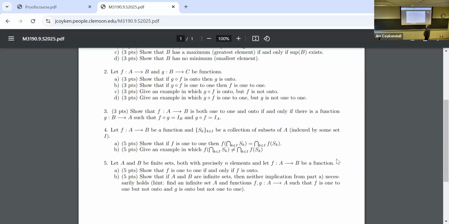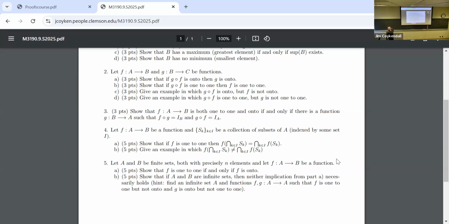Here's the interesting twist of this. Show that if A and B are infinite sets, then neither of these implications hold, right? And in fact, see if you can even find a single infinite set A, and two functions from A to A, such that the first one is 1 to 1, but not onto. And the second one is onto, but not 1 to 1.